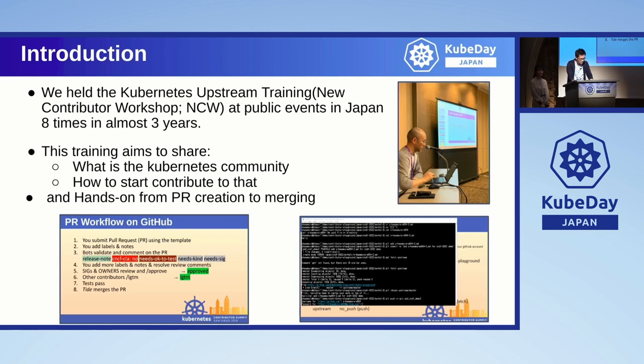And next, trainees do hands-on exercises, from pull request creation to merging, on a sandbox repository in the Kubernetes community. We explain these topics in Japanese. We held this training at public events in Japan 8 times in almost 3 years. That's why my session title has triple exclamation marks. So I will have a quadruple exclamation mark if I come to the next Kubernetes session next year.